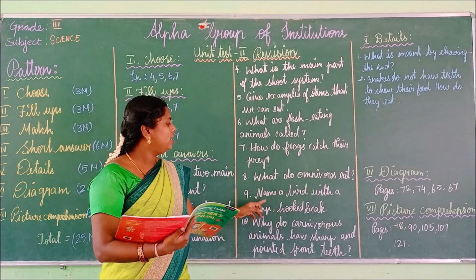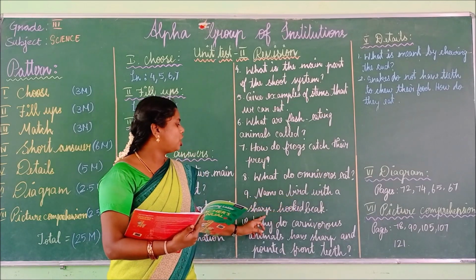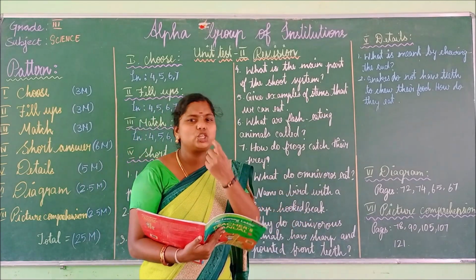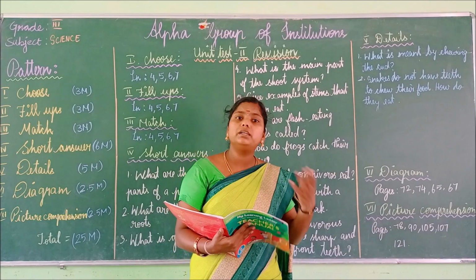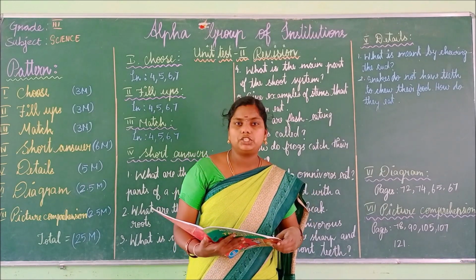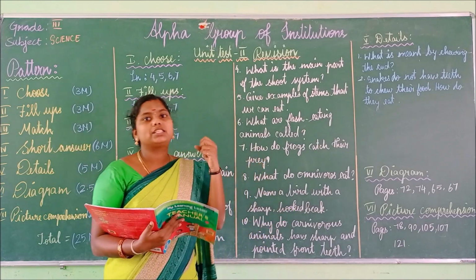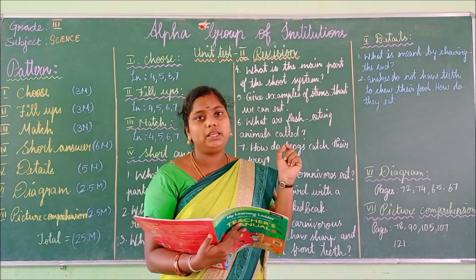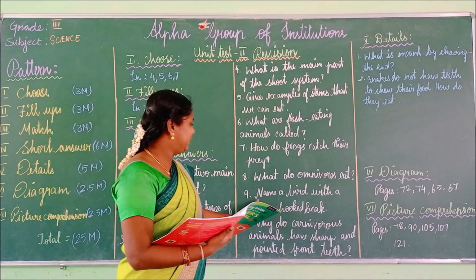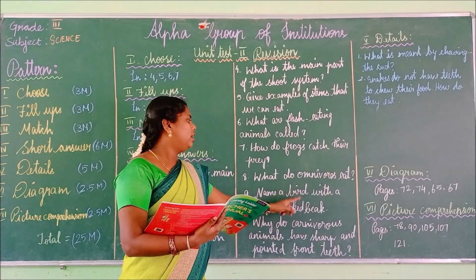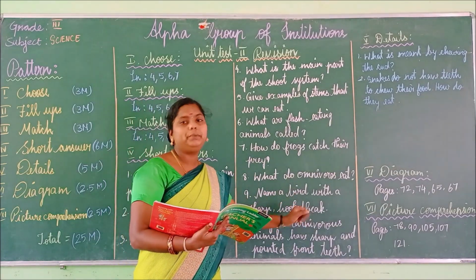The ninth question, name a bird with the sharp hooked beak. Very sharp hooked beak. Which bird is it? Eagles and vultures have a sharp hooked beak. Why? Because they have to catch the prey and they have to tear the skin of the prey. So here, eagles and vultures have a sharp hooked beak.